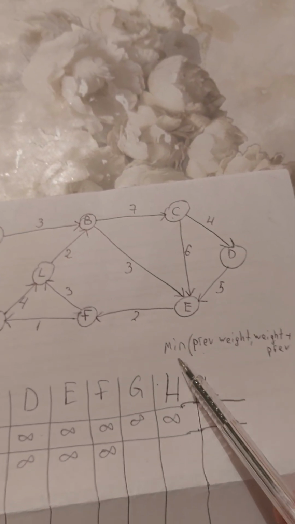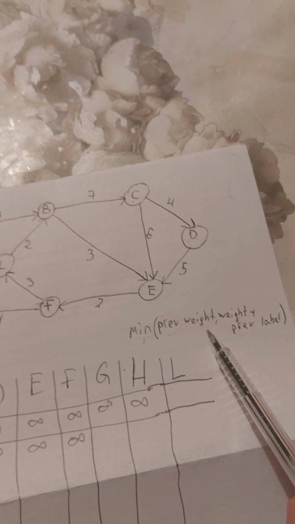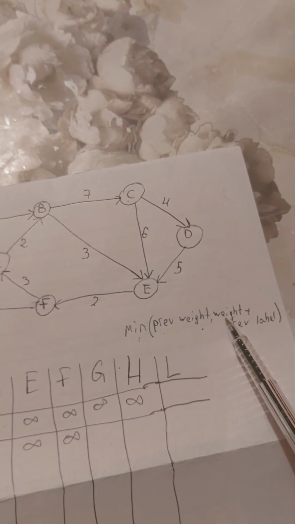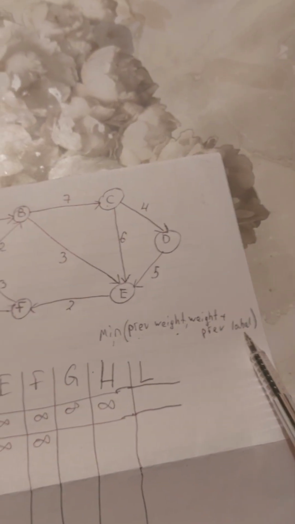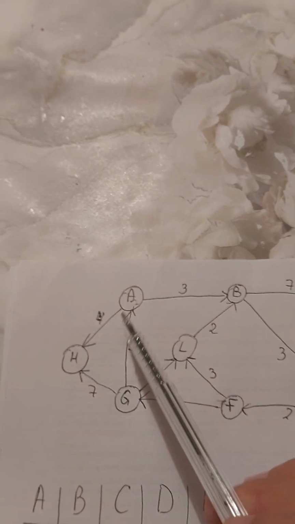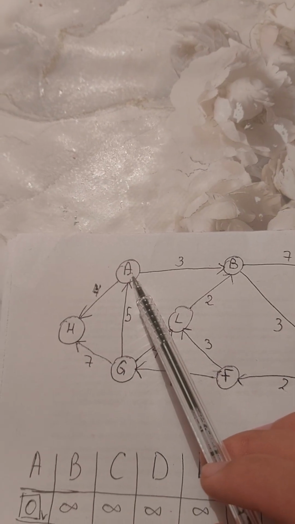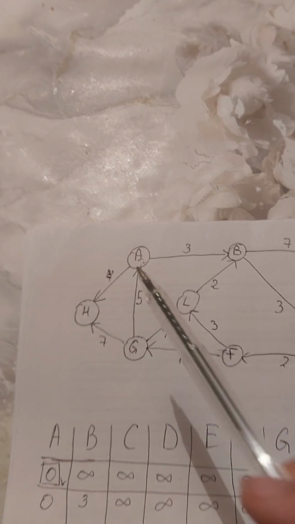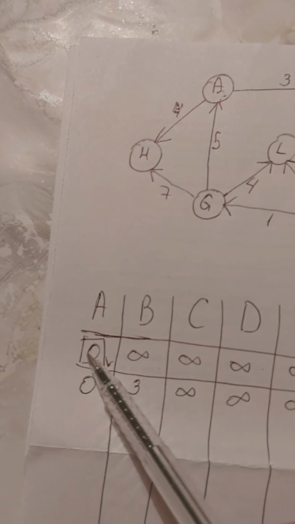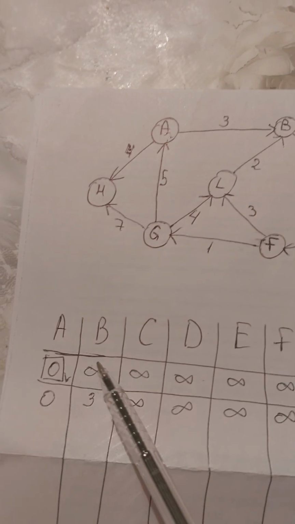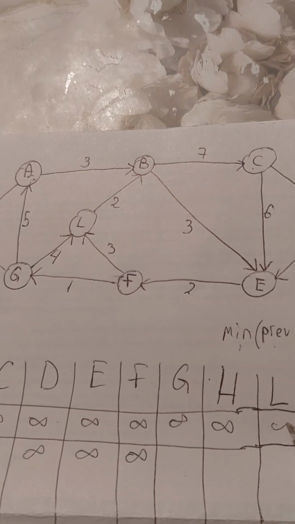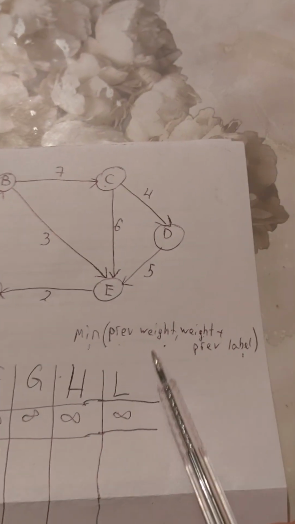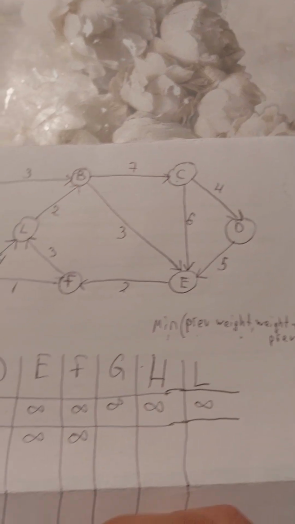So to find the shortest path we have a formula. It's the minimum between the previous weight and the weight plus the previous label. I will explain what the previous label is. So here from A to A the shortest path is 0, so you have to define it as 0, and for the other ones you have to define them as infinite. It's for checking, for comparing, and here the previous weight is infinite.